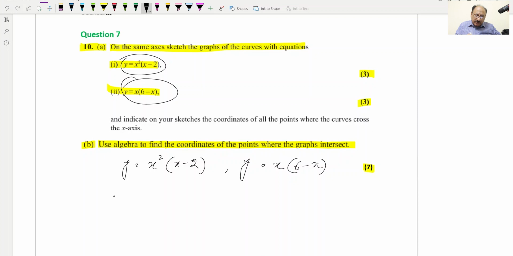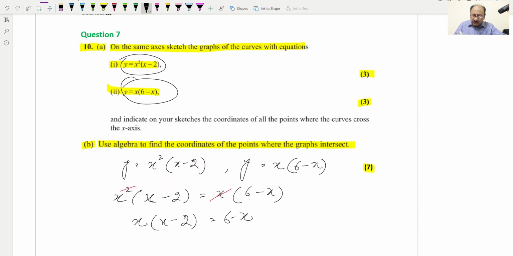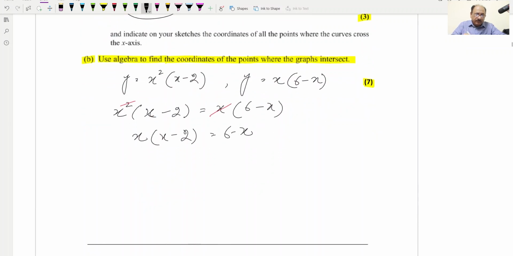So we will equate them, so we can write x squared into x minus 2 is equal to x into 6 minus x. Now cancellations: this x can be cancelled with this square, and we can rewrite the equation as x into x minus 2 is equal to 6 minus x.